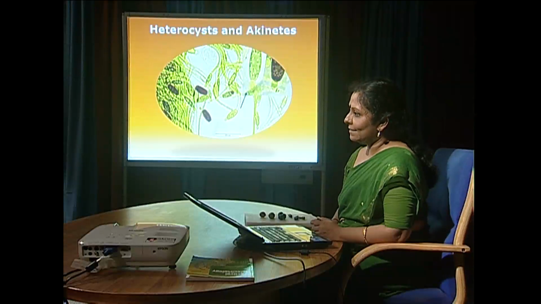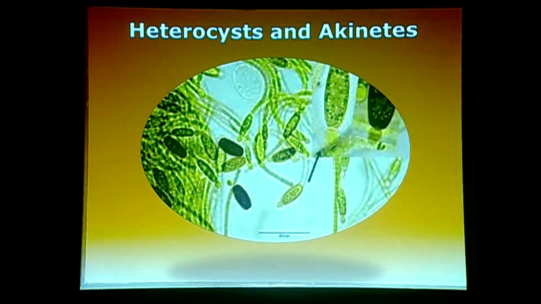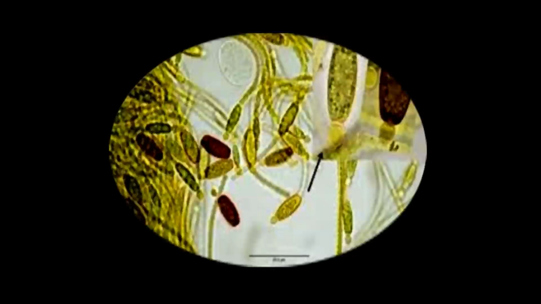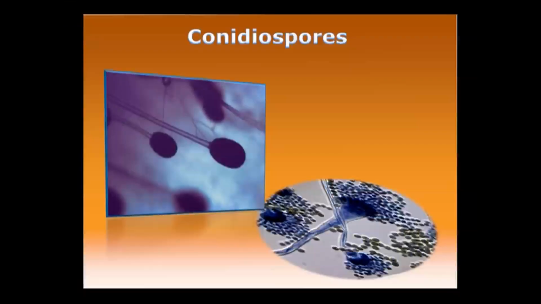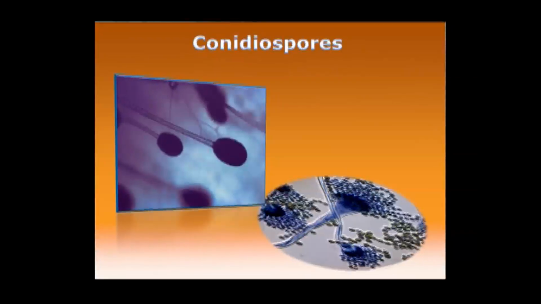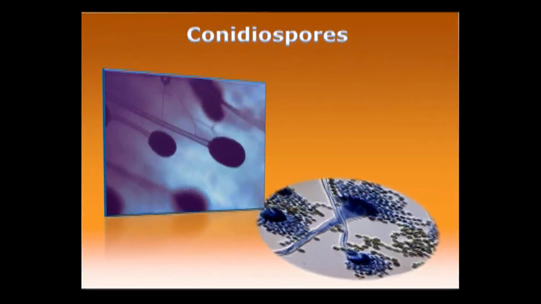Heterocysts and akinetes, actually they are found in some cyanobacteria. In some cyanobacteria, for anaerobic nitrogen fixation, the heterocyst is made, and the akinete is closely related to the heterocyst, which is less metabolically active. Conidiospores, in some filamentous bacteria, this sort of specialized structure is mainly found, where some cocci are attached to some sort of filamentous structure. So, this is the structure of conidiospore.